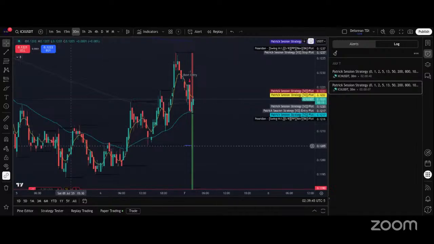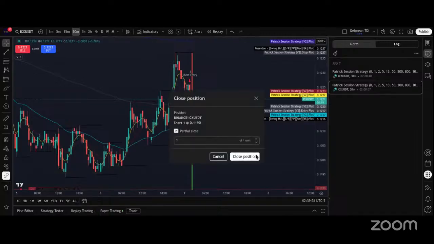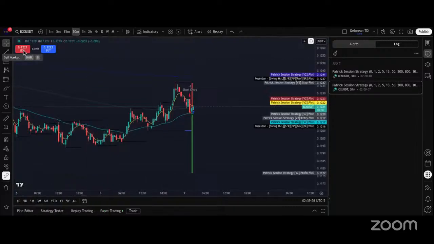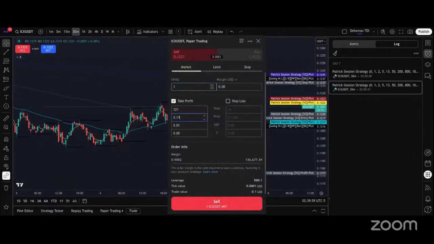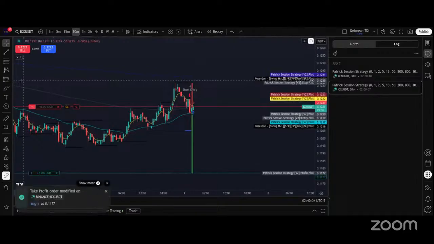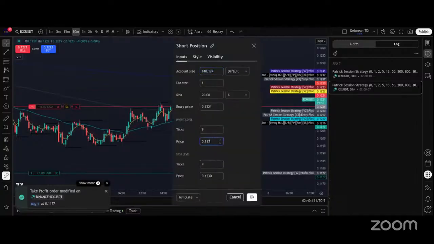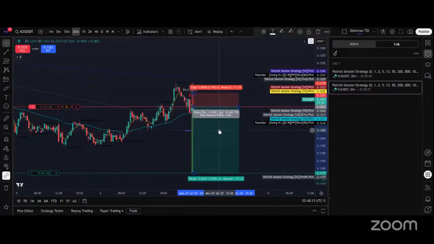ICX versus Tether. This actually is a valid trade. We're going to enter this targeting 0.1177. Short position from current price. And this is going to be 4.89. Let's go ahead and give us a little extra room here. We'll do it as a 3.38 risk to reward ratio.